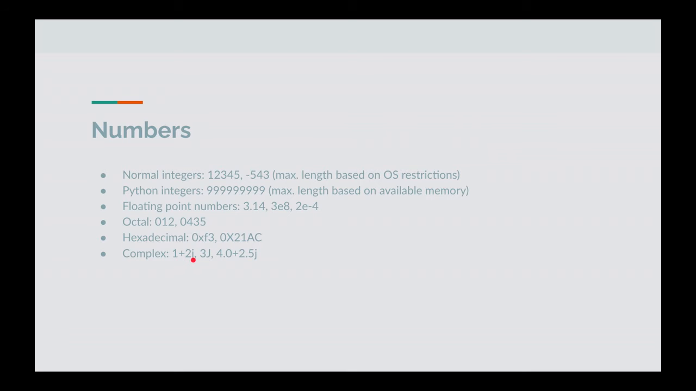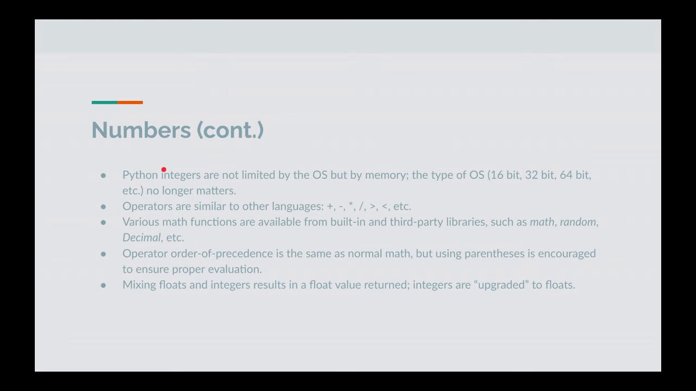You can have lowercase j, uppercase j. It doesn't use an i. If you're going to use a complex number, your imaginary portion is going to be signified by a j. You can use integers. You can use floating point numbers. So we talked about this briefly.